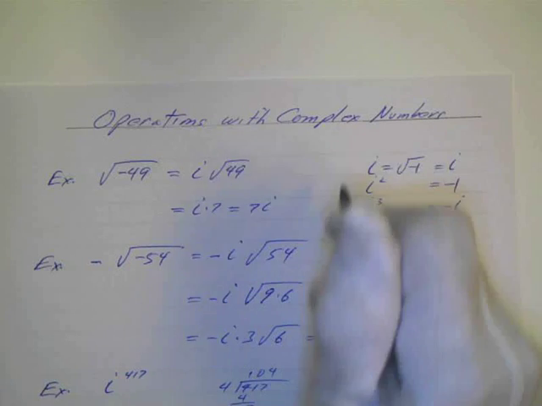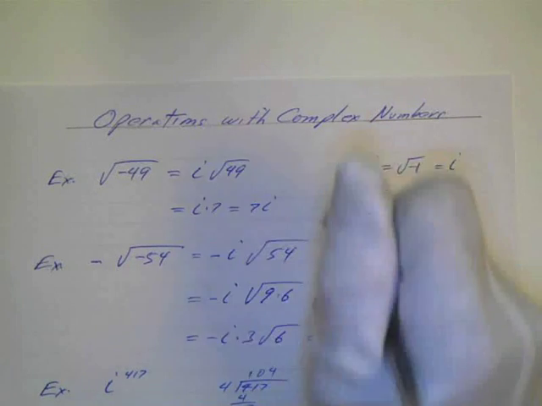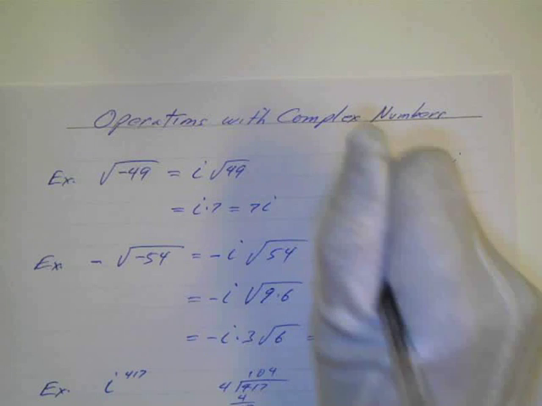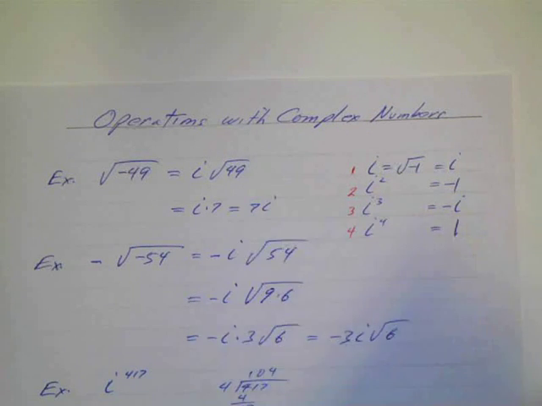Since it's got a remainder of just 1, I can just look at my first one. This is a remainder of 1. Two and 3, and a remainder of 4, which means it would go in evenly. So this is just going to be equal to the same thing as i.